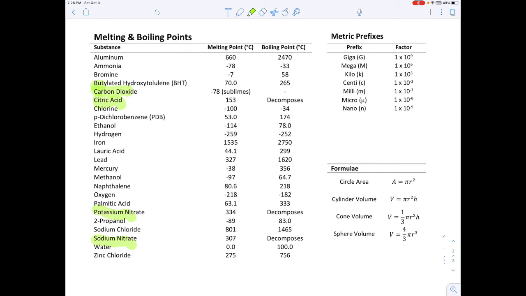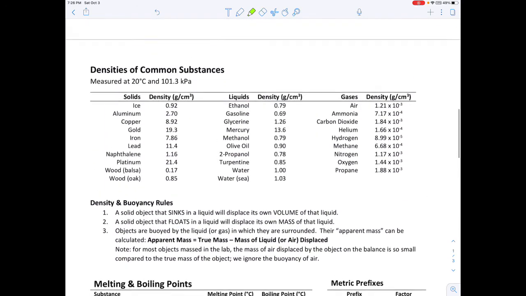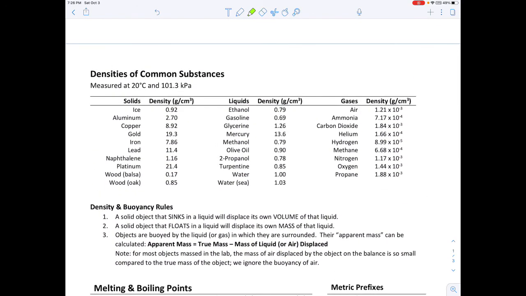But most substances in the list have a melting point and have a boiling point, which would help you identify those substances if you were given an unknown sample to work with. So melting point, boiling points, and densities, three very common characteristic properties.